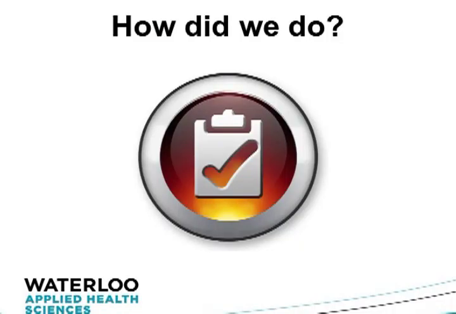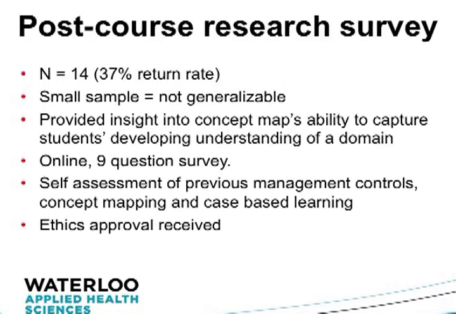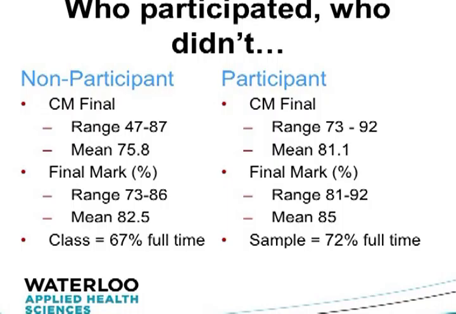So here's how did we do. I did this little research survey. At the end, I had 14 people return the survey, and it was really interesting when I started to look at their responses. It was a 9-question survey, and I had them do it online. I got them to give me some information about their previous understanding of management controls, concept mapping, and case-based learning. And here's what we found out.